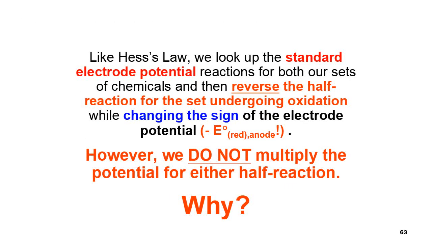In short, like Hess's law, we have looked up the standard electrode potential reactions for both sets of chemicals. We then reversed the half reaction for the set undergoing oxidation while changing the sign of the electrode potential. However, we did not multiply the potential for either half reaction. But why?